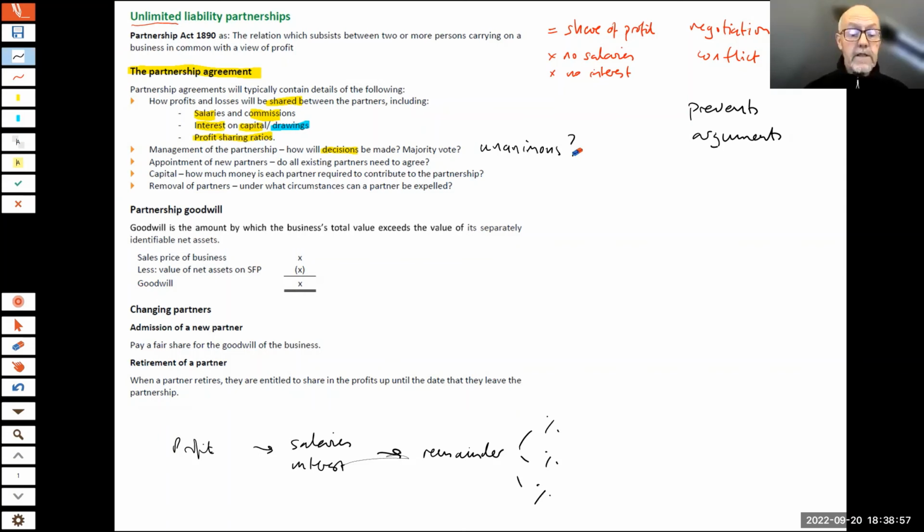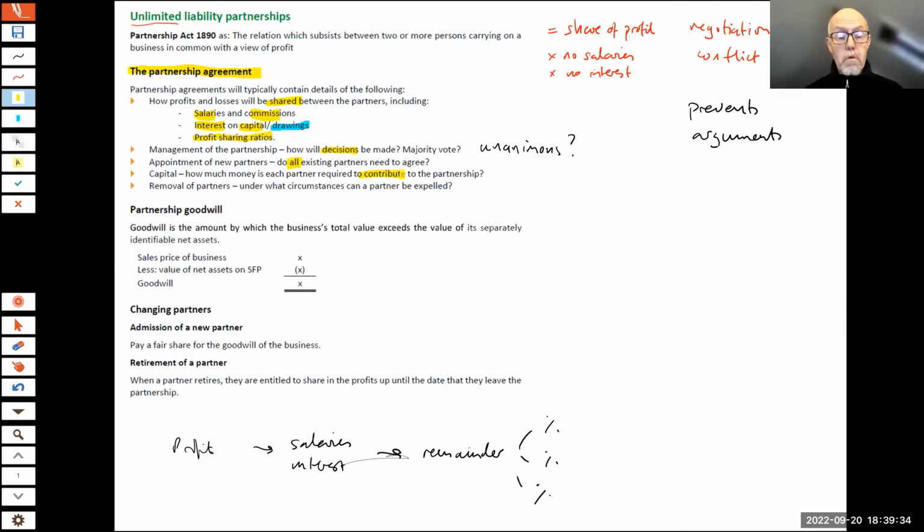Again, new partners: do all partners need to agree? That's more likely to be unanimous, or could it just be a majority? How much does each person contribute? And what if there is a problem? Can we have a situation where the rest of the partners can all gang together and throw somebody out? So these are all things that we've tried to anticipate, where the problems and the falling out and the arguments are going to come from.